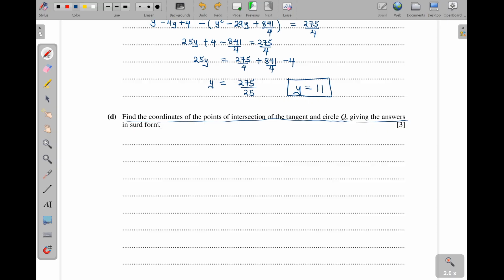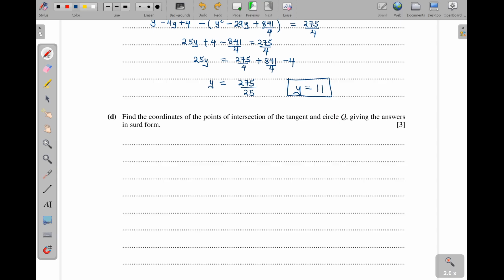Then part D, find the coordinates of the points of intersection of the tangent and circle Q, giving your answers in surd form. Surd form has got the square root. That means that one cannot be factorized. So you can use completing the square when you're solving the quadratic that comes from there. Or if not completing the square, then the quadratic formula.